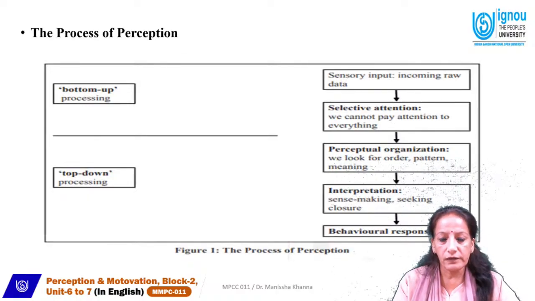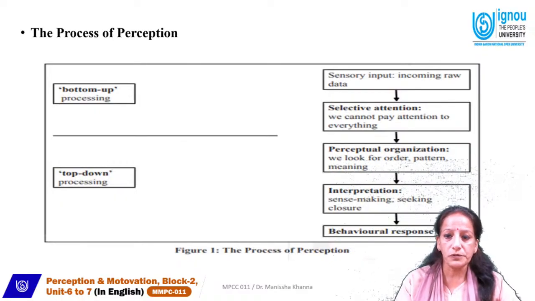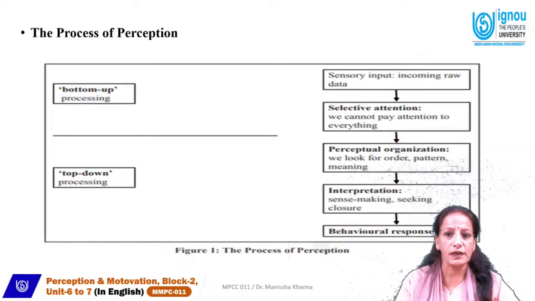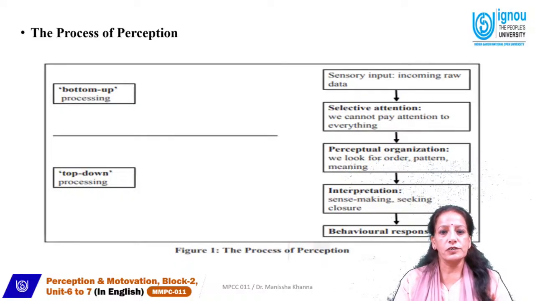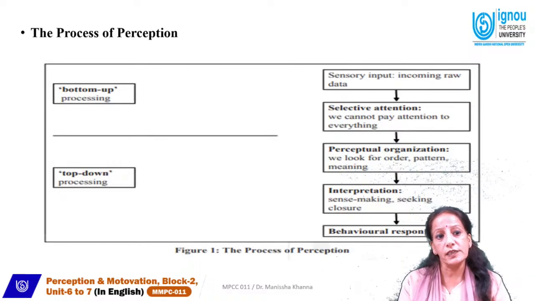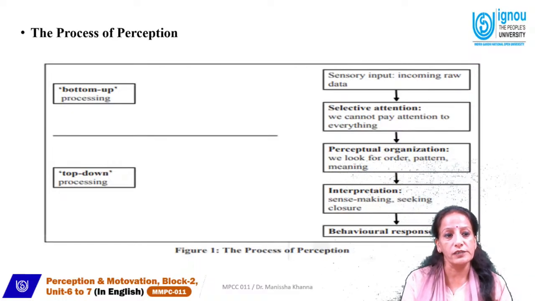So basically, the process of perception consists of three particular parts after getting the sensory information or inputs. First is selection, then organization, and finally interpretation of that organized pattern or organized information.